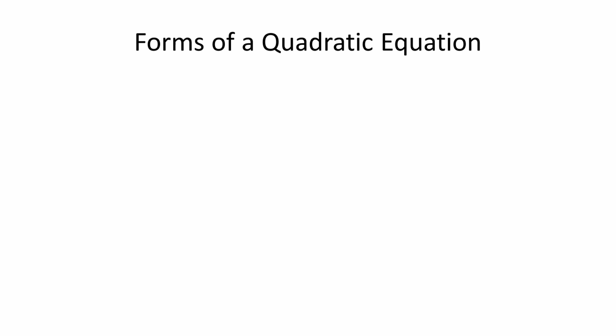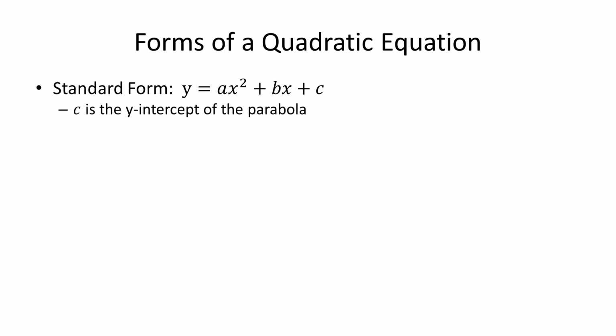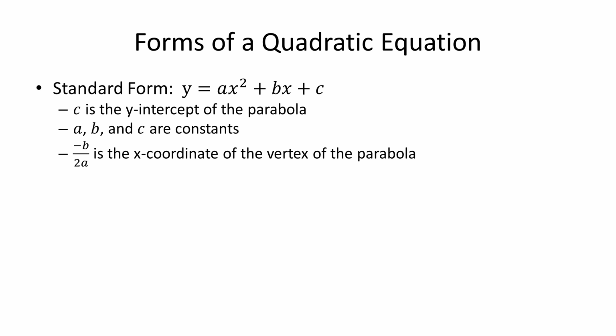Now, I'm going to be explaining formulas that are not given to you on the test. So, a quadratic equation can take multiple forms. The first form it can take is the standard form, which is y equals ax squared plus bx plus c, where c is the y-intercept of the parabola, and a, b, and c are constants. Negative b over 2a is the x-coordinate of the vertex of the parabola. Remember that the graph of a quadratic is a parabola.